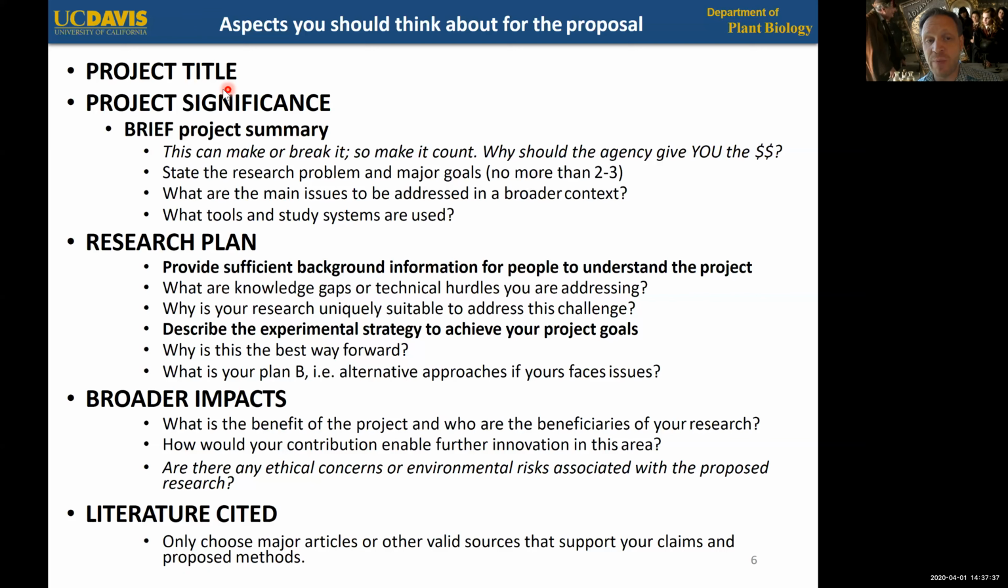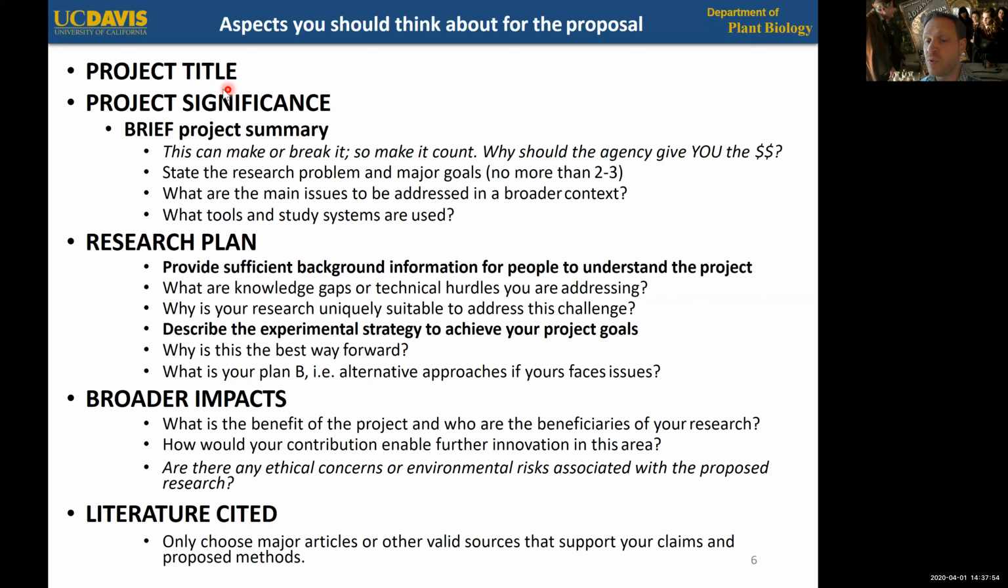Describe the experimental strategy to achieve those goals, but again, do so briefly and focus only on the critical aspects. Right? Why is this the best approach, right? And also, what is your plan B? What do you do if this plan fails, right?